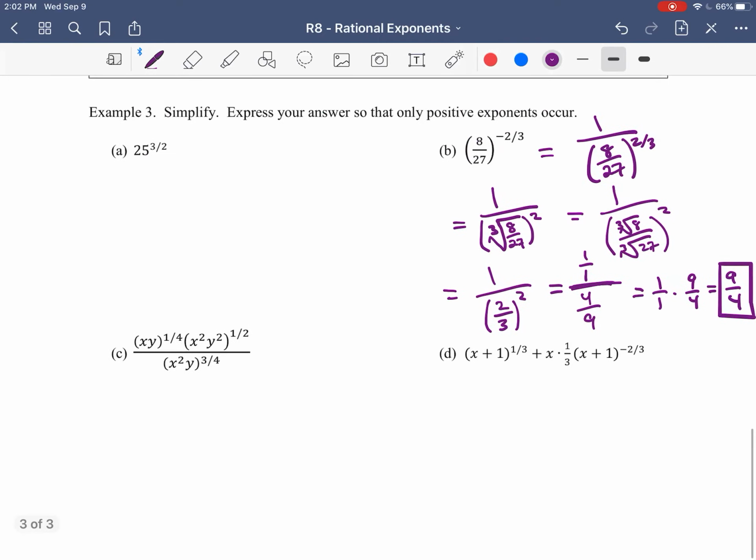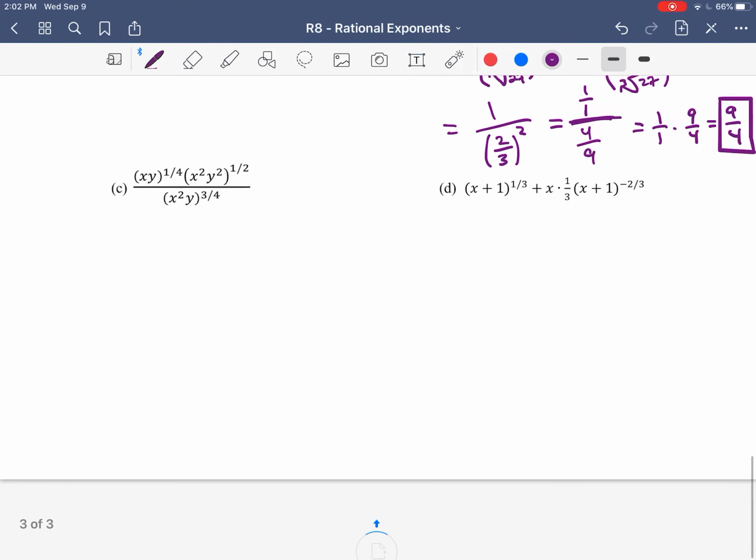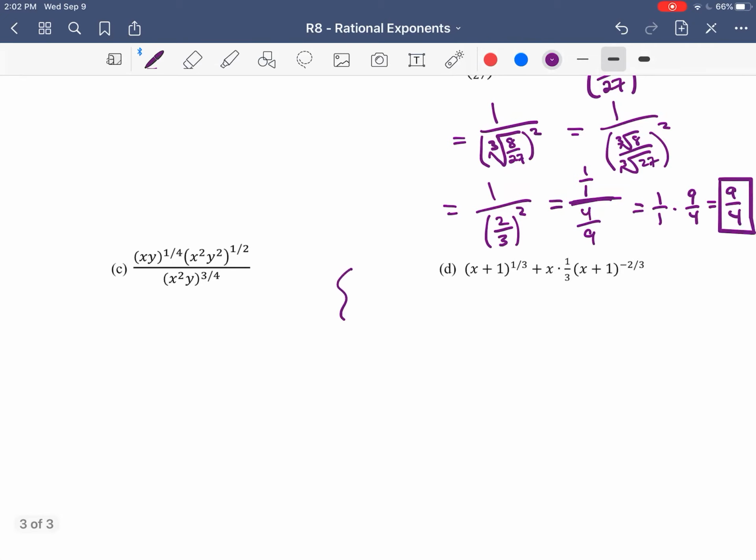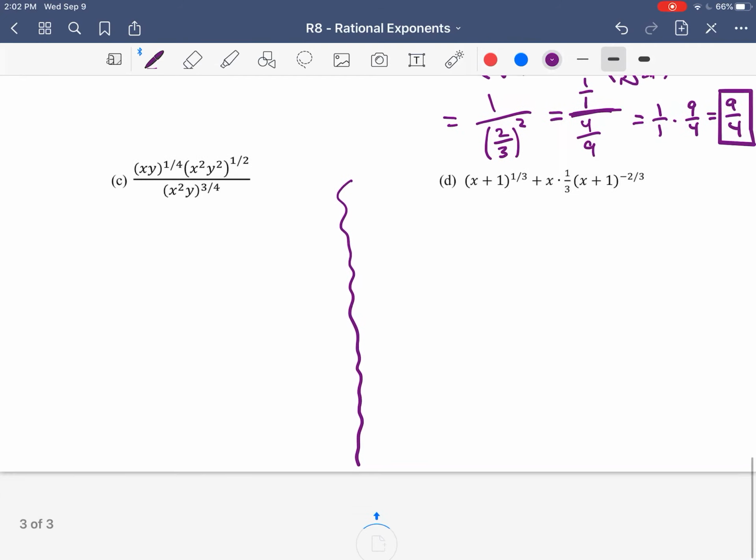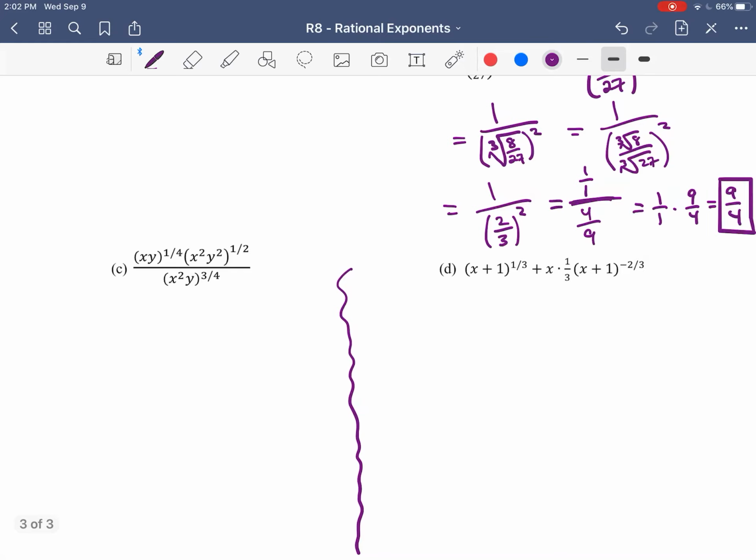Okay, let's try one with x's. So part D. I'm going to just make a note here. So I have (x plus 1) to the 1/3 plus x times 1/3 times (x plus 1) to the power negative 2/3. Now this is what they're going to look like if you go ahead into calculus, like Math 108. You will be simplifying things exactly like this. Okay, so we do want to know how to do it.